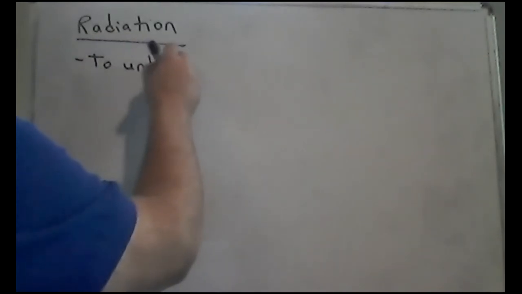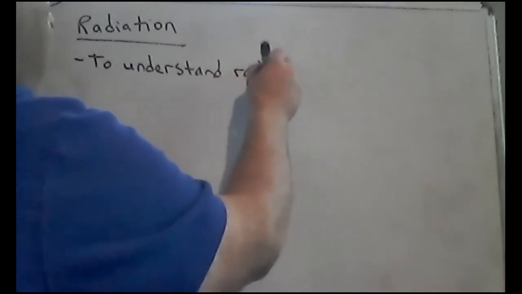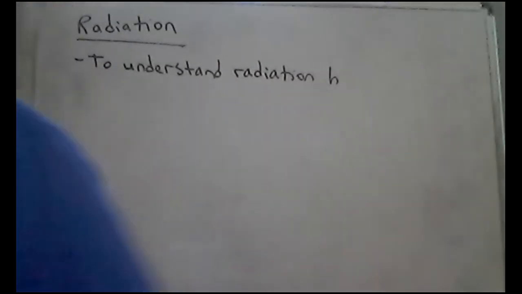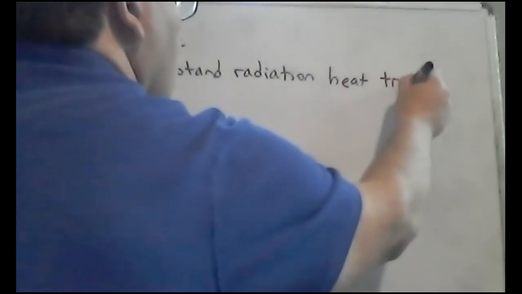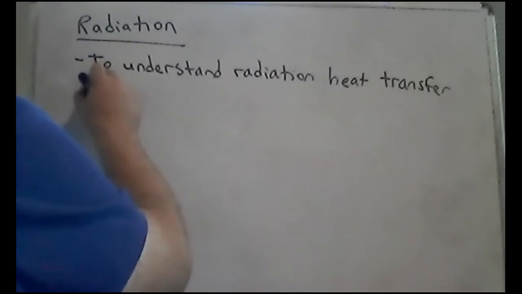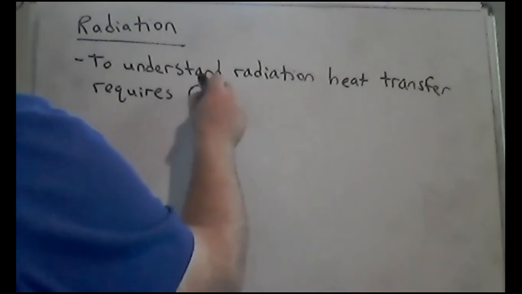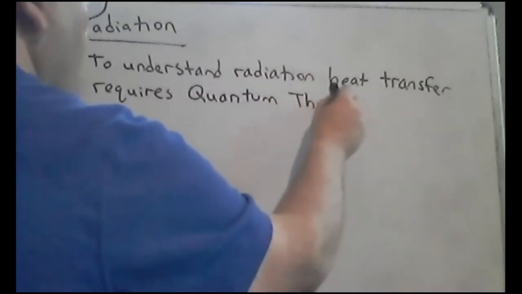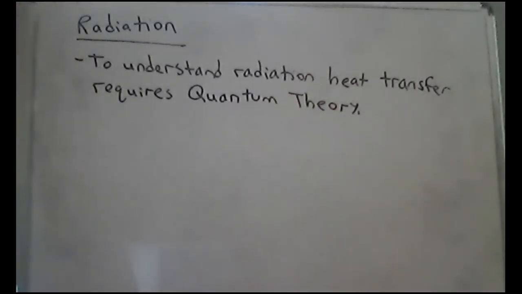And so the idea is, to understand radiation heat transfer requires quantum physics or quantum theory. We discuss quantum theory in physics 2. I'm not really going to attempt to discuss it here at all, but we need to understand what are called photons. Light is not only an electromagnetic wave, it's also composed of particles that are energy packets, which we call photons. We need this information to be able to understand radiation heat transfer.